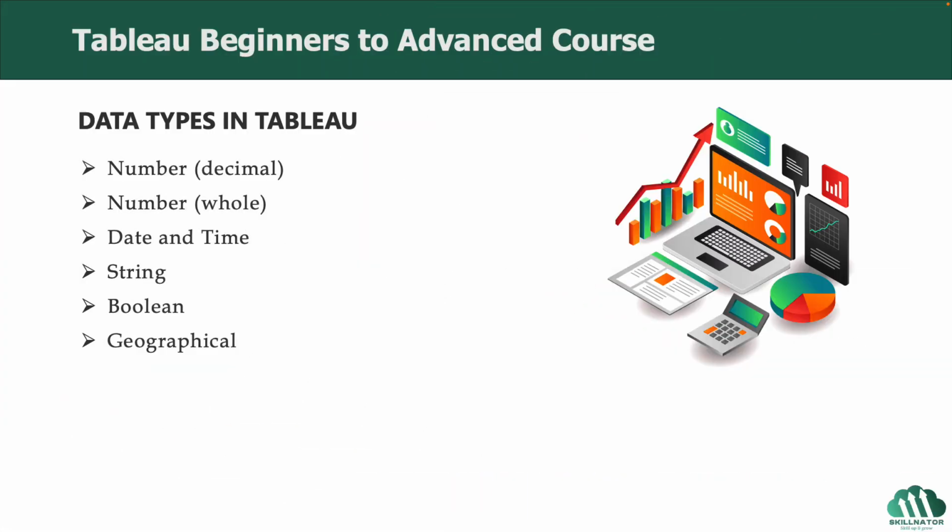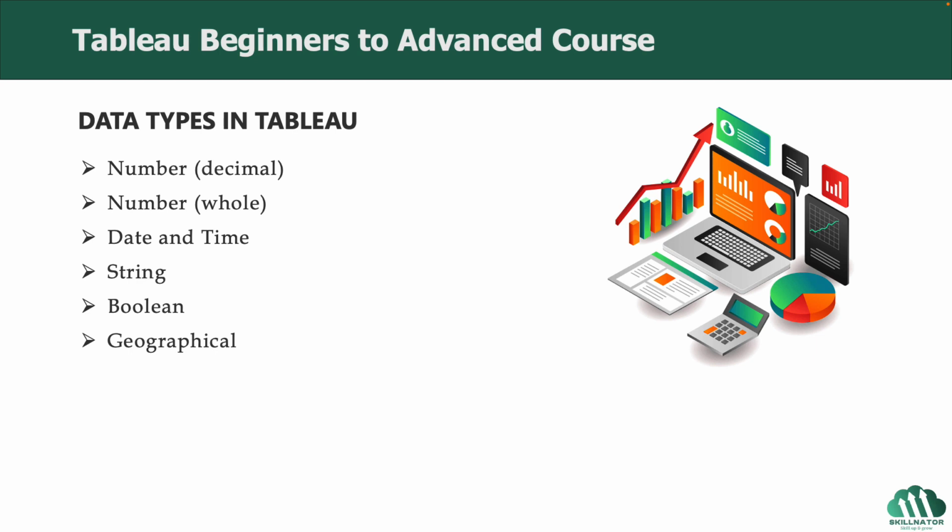When working as a data analyst, it's important to understand the various types of data that may exist. In Tableau, there are broadly 6 types of data, which are on this slide. If you have some experience with Excel, you would already know the first 5 types of data. Geographical data is a new data type in Tableau.